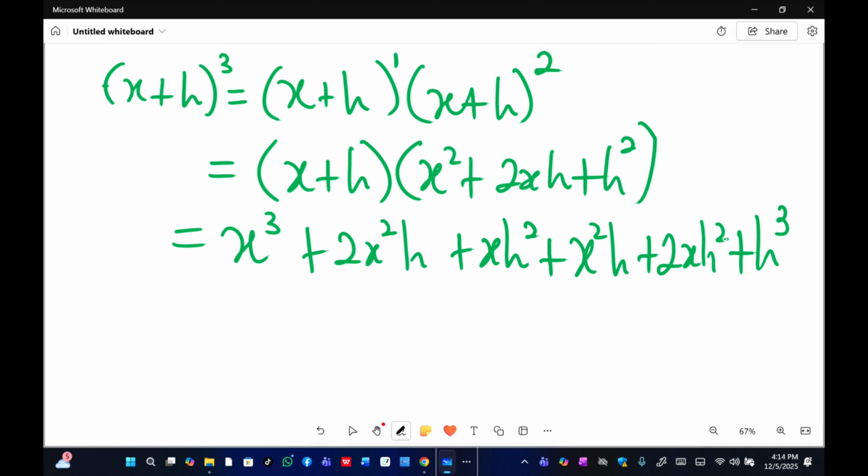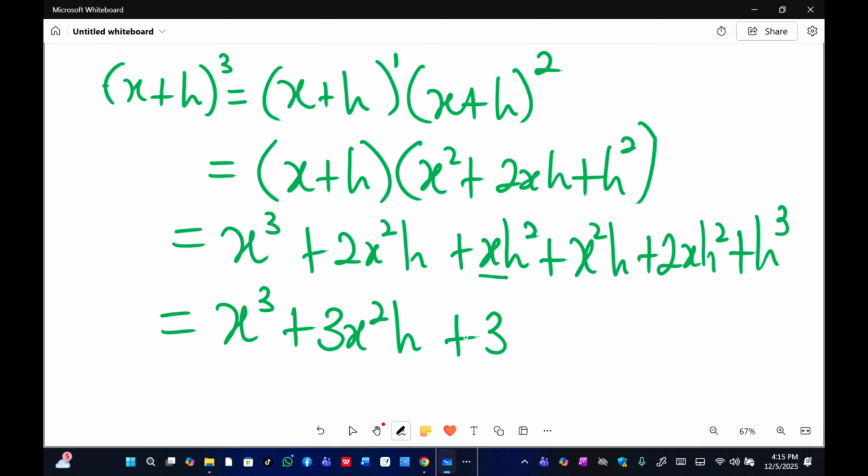So let us see if we can simplify. We have x cubed. Then we also have 2x squared h. I think we have another x squared h. So we are going to get 3x squared h. Then we have xh squared plus 2xh squared. So we are going to get 3xh squared plus h cubed. So this is what we are getting as a result of the expansion.